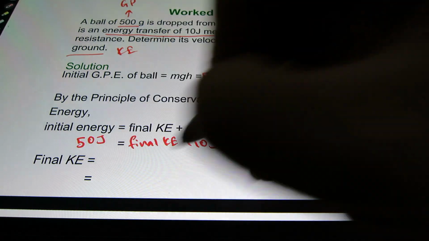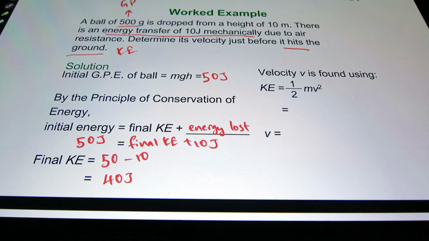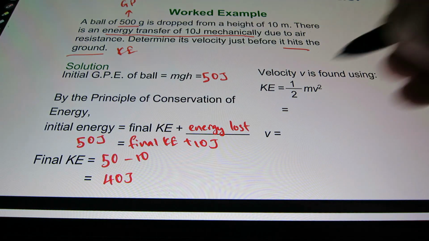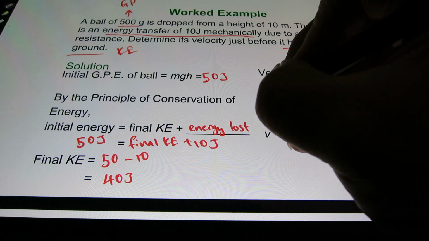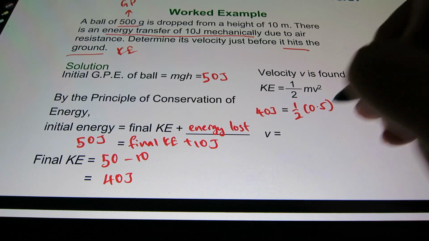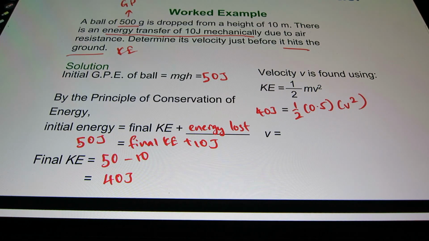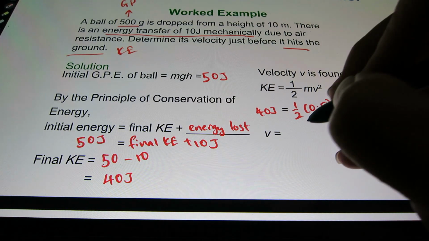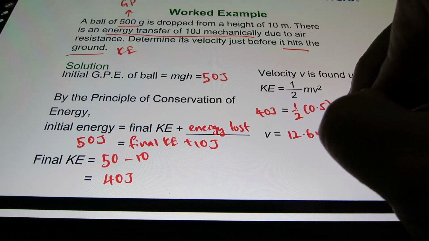Which means I then know my kinetic energy just before it hits the ground. 50 minus 10, the answer is 40 joules. After which, all I need to do is the same steps as I did in the previous question. 40 joules is equal to half, m is 0.5 kilograms, velocity squared. I can then use my algebraic manipulation, calculate the answer, 12.6 meters per second.